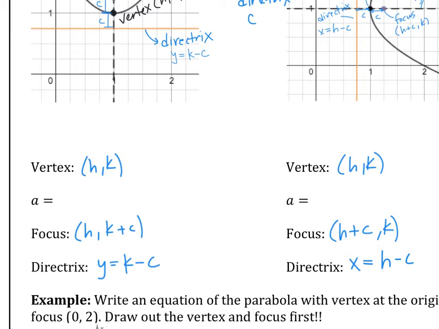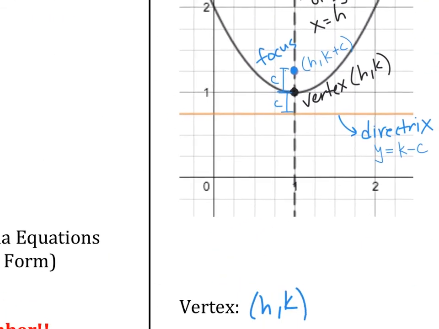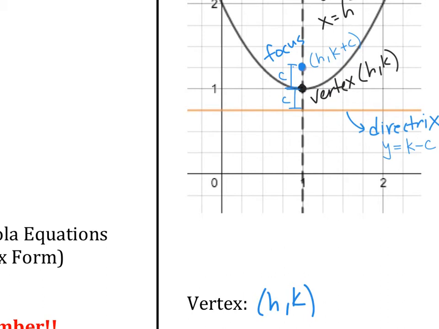All right, next. Now let's remember our vertex form of a parabola. What is the standard vertex form of a parabola? It has to do with A, H, K, and something squared.